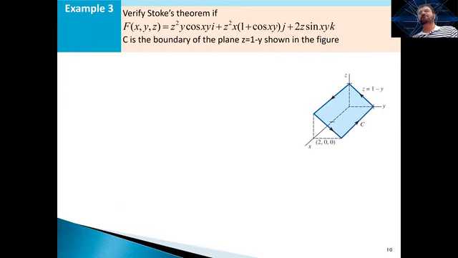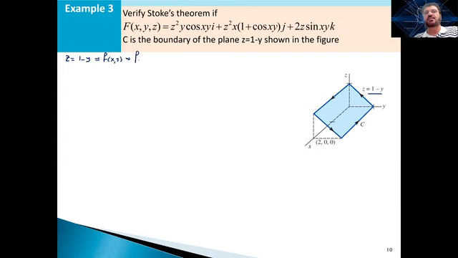Let's verify this. Stokes' theorem again. We want to find the work done on an object moving in space, in three dimensions, moving on that surface. All right, so he's telling me that z is equal to 1 minus y. And this is f of x and y.